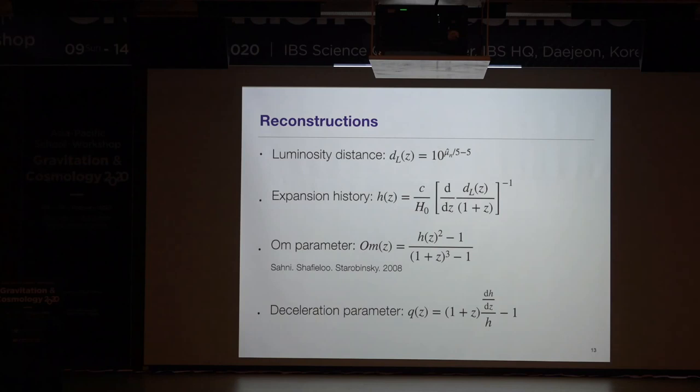We reconstructed not only the expansion history of the universe, but also the deceleration parameter and the Om parameter, which was suggested by Sahni, Shafieloo, and Starobinsky in 2008. We also choose this parameter since it is useful to test the lambda CDM model. So we decided to reconstruct these three parameters and the distance modulus. And you can see their distribution like this.